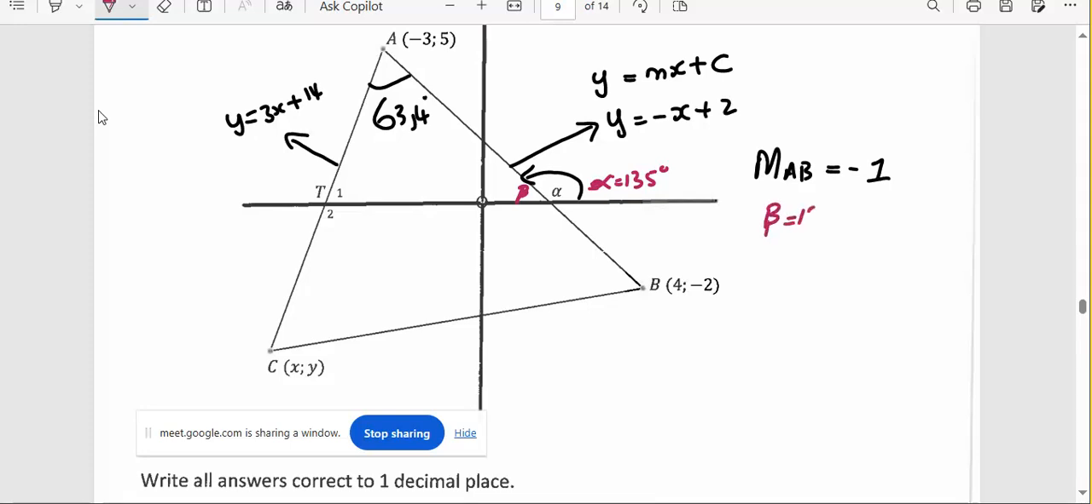Beta will be what? 180 minus what? Will be 180 minus 135, angles on a straight line. Therefore, beta will be equal to what? 180 minus 135 will give us 45. So this angle there is equal to 45. Are you still with me on that?